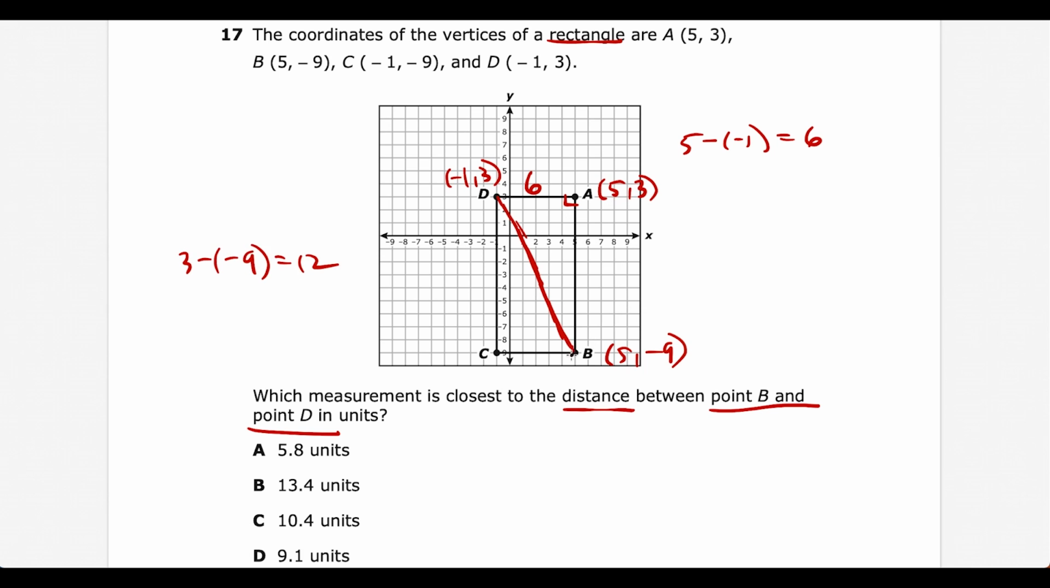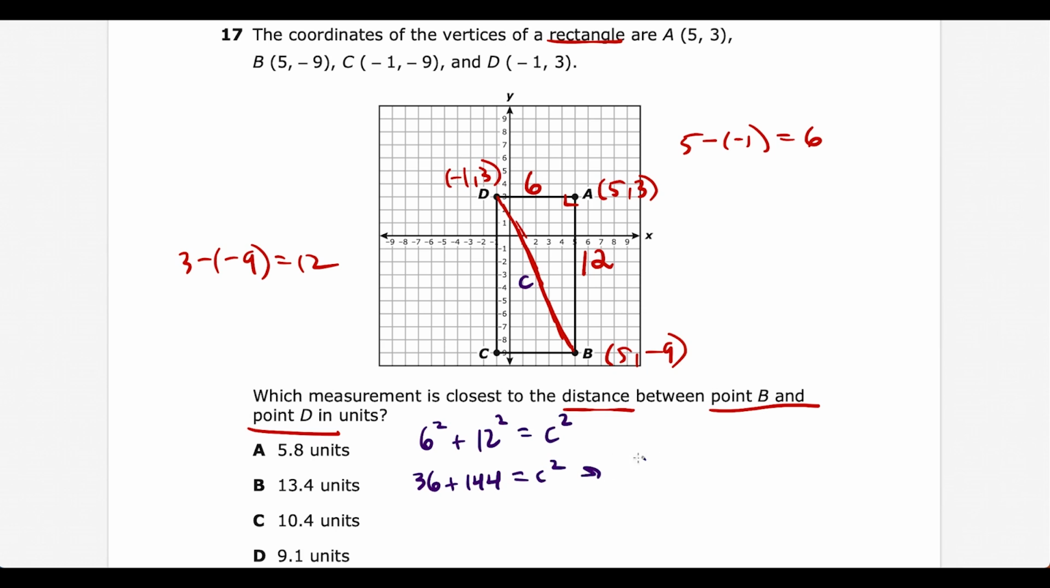Or we could actually count here. We could just count up to 12 and see that this distance over here is 12. So then what we want to do is find this distance, and I'm just going to put a lowercase c here so we could actually use the Pythagorean theorem. We're going to have 6 squared plus 12 squared equal to c squared. So now we have 36 plus 144 is equal to c squared.